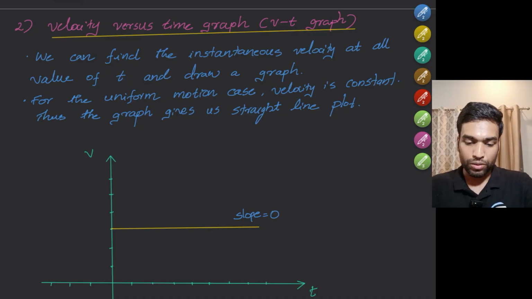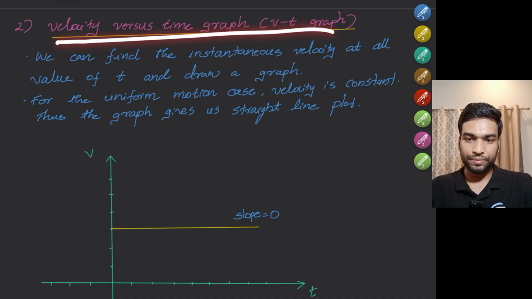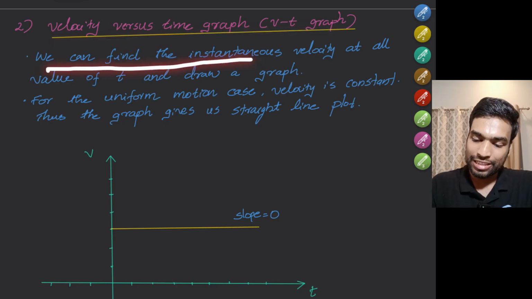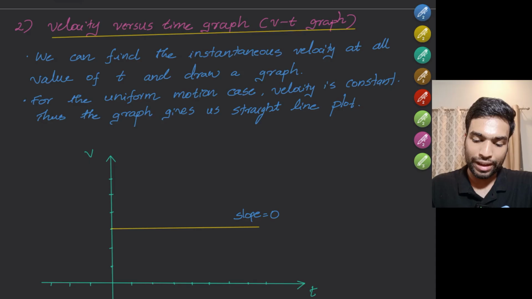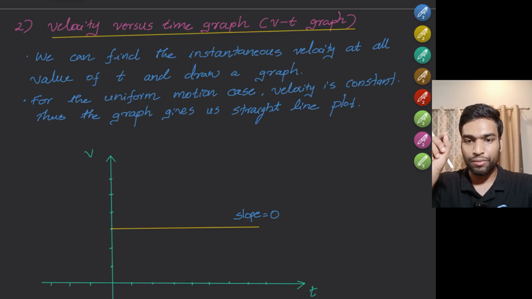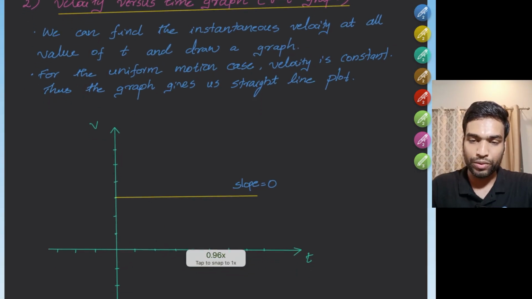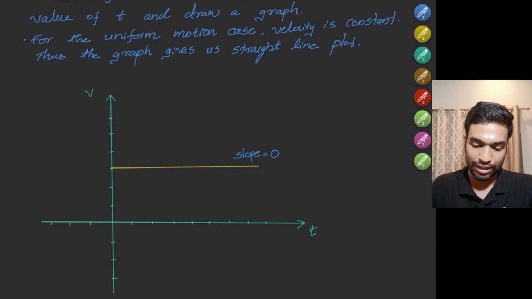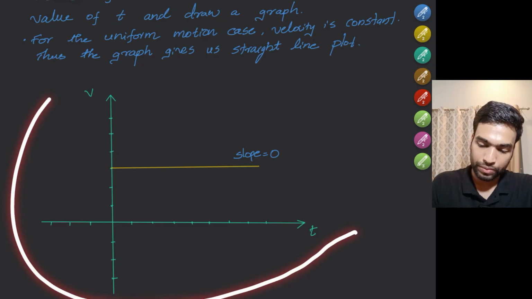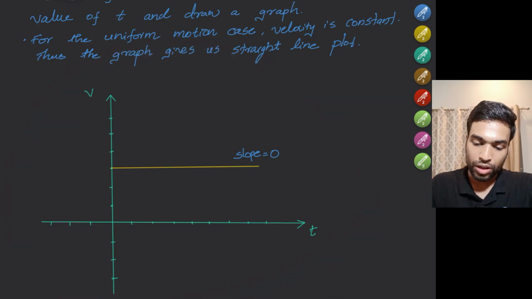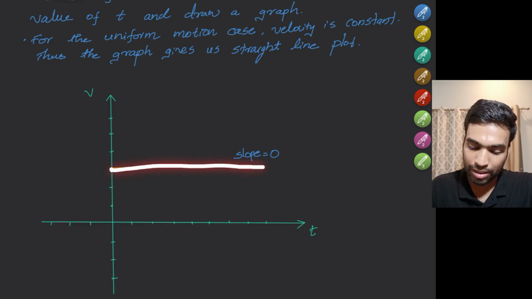Now let's focus on the velocity versus time graph. Good. So we can find the instantaneous velocity at all values of time and draw a graph. Using the tangent method, you can find velocity at each and every point, note down those values in a table, and draw a graph like this. Here you can see it's a uniform motion graph. This graph corresponds to uniform motion, which means the velocity is constant. You can clearly say that at any time the velocity is the same, maybe like 2.5 meters per second.